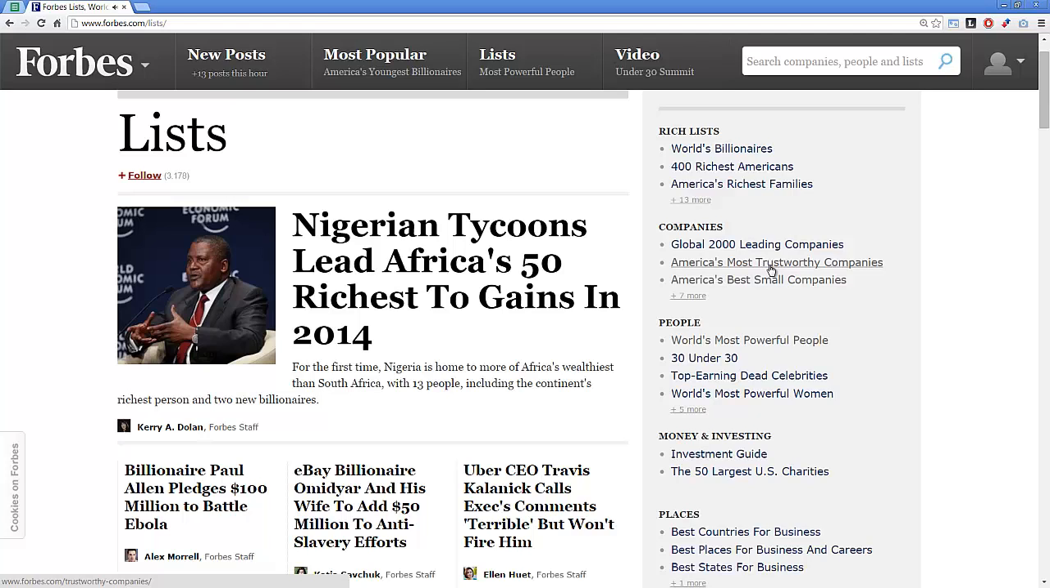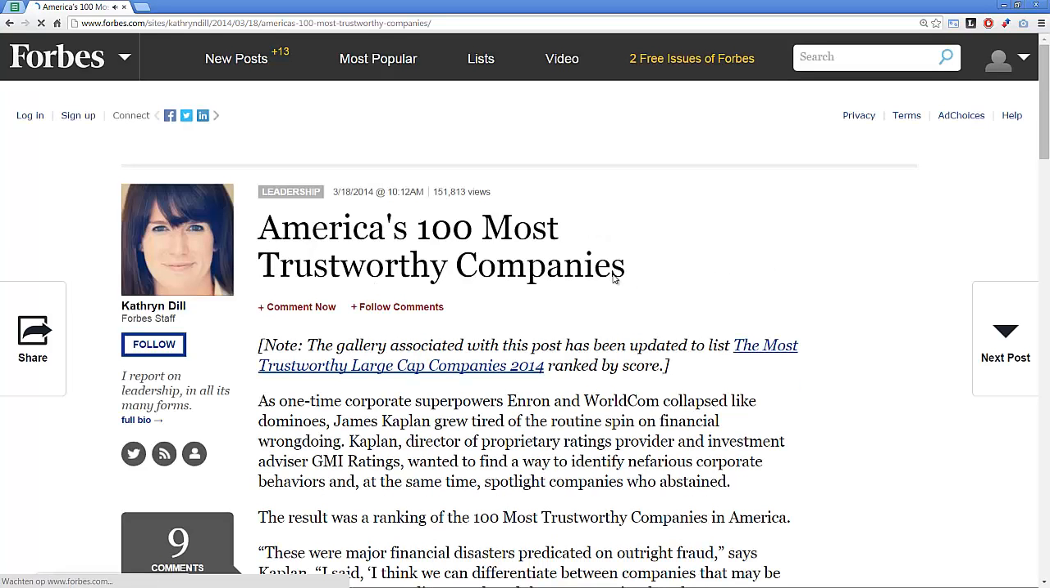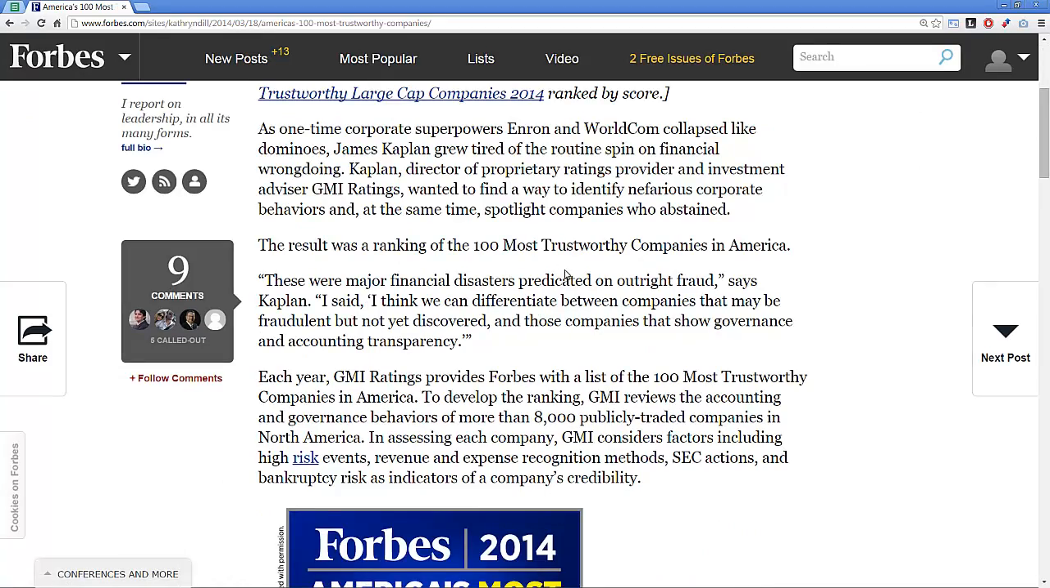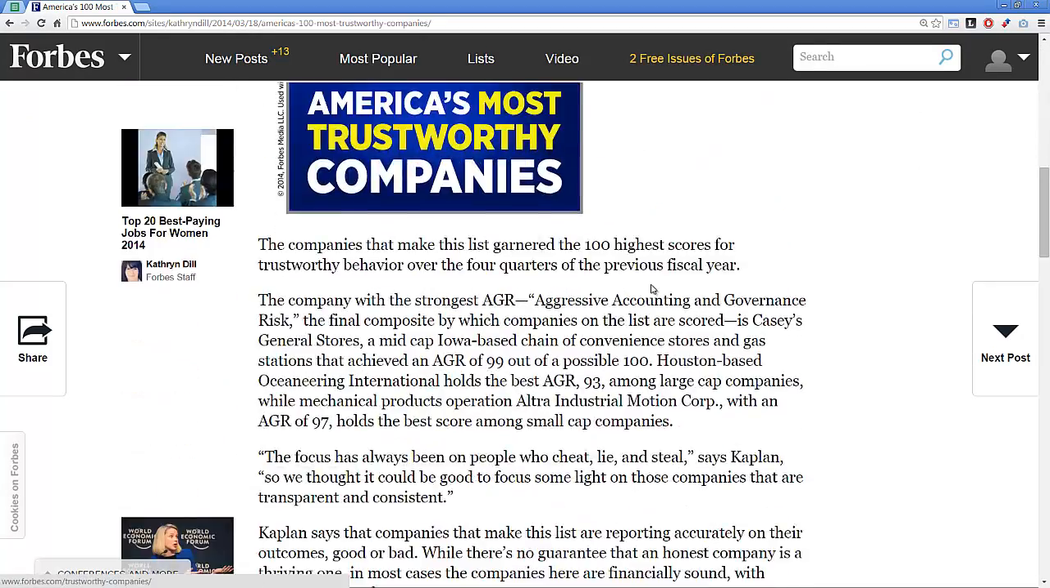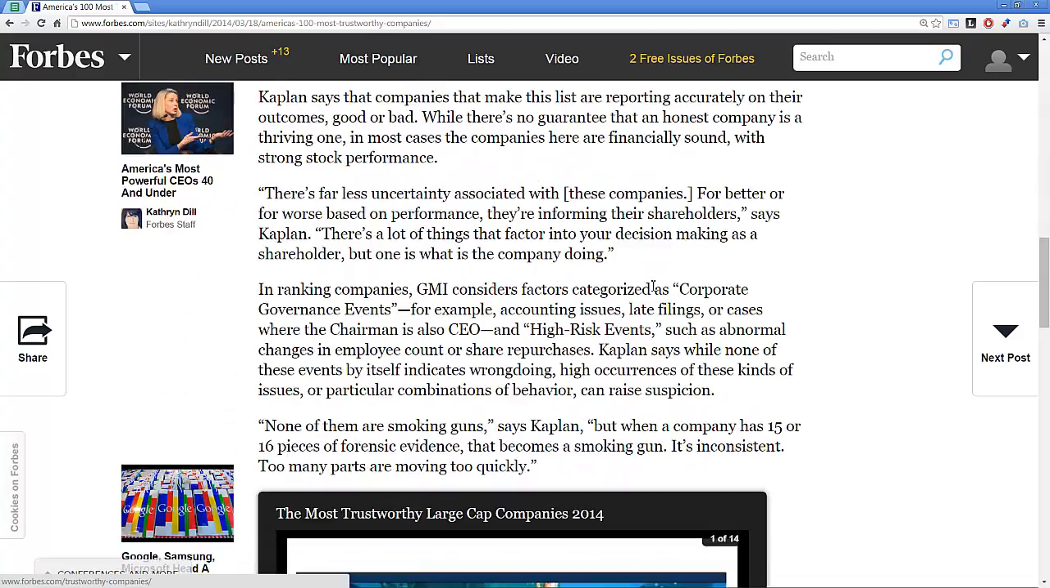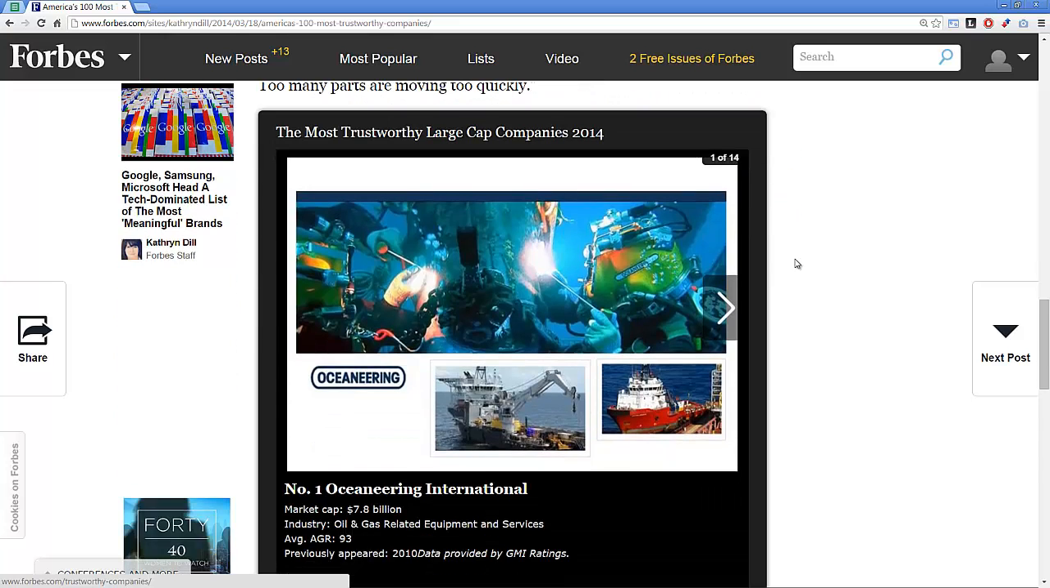And why is that interesting? Because we want the companies that we invest in to have trustworthy management, and they've already done the sifting for it. They sifted through all these companies and decided that these are the 100 most trustworthy companies. There's no guarantee, of course, that they're correct, but at least we can use this as a start for our own analysis.